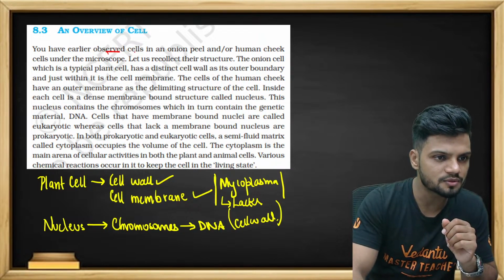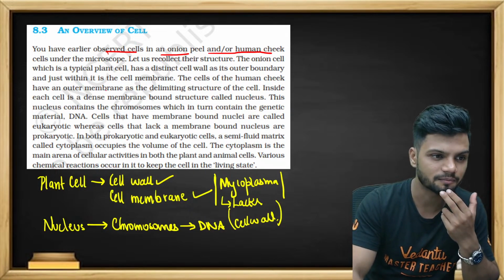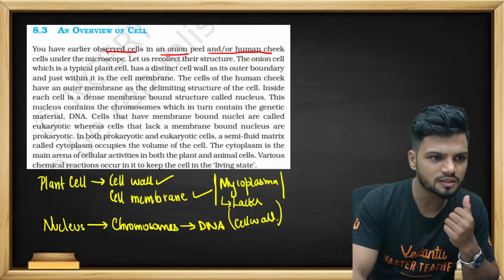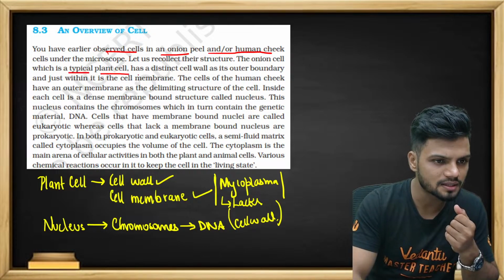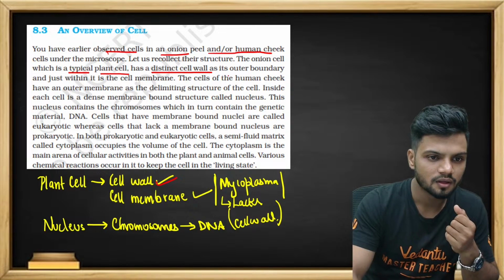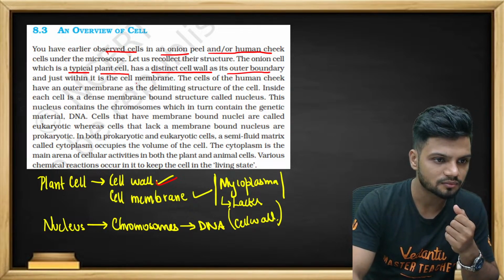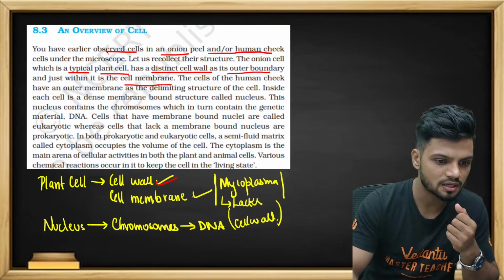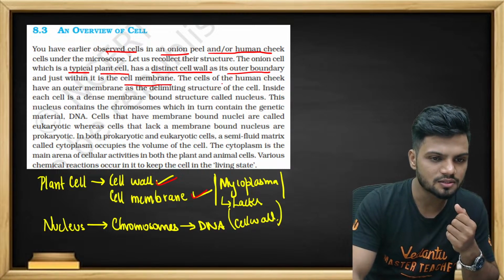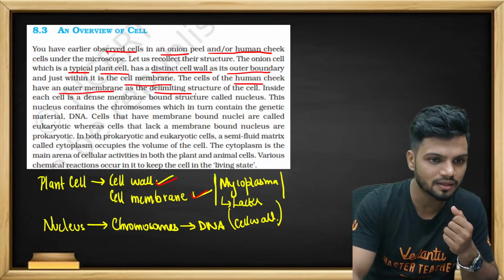Let's read the overview. You have earlier observed the cells in an onion peel or human cheek, which you studied in Class 6, 7, 8. The onion cell structure, which is a typical plant cell, has a distinct cell wall. A plant cell has a cell wall in its outer boundary, and just within it is the cell membrane. The cells of the human cheek have an outer membrane as a delimiting structure of the cell.